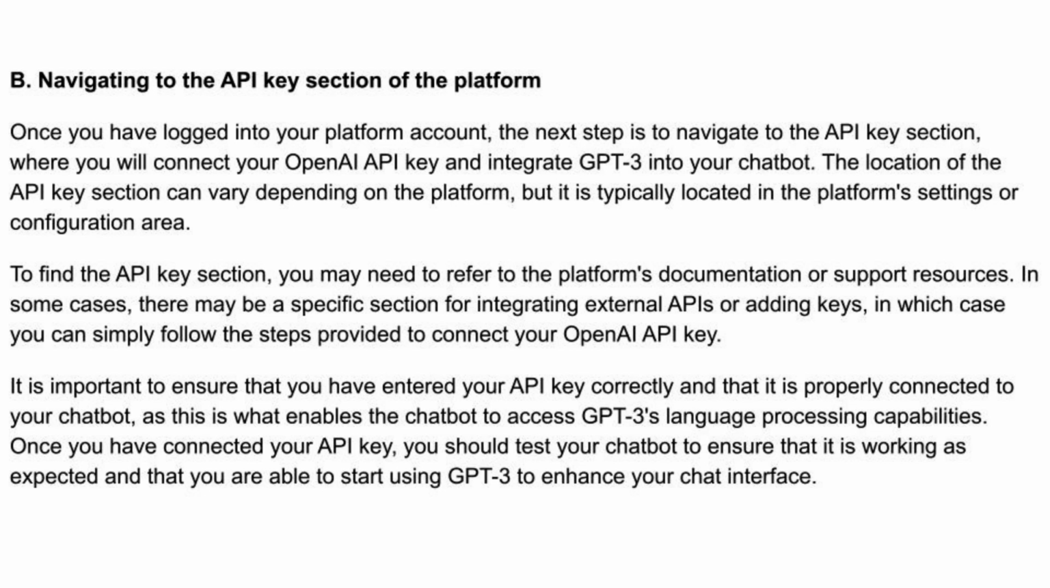To find the API key section, you may need to refer to the platform's documentation or support resources. In some cases, there may be a specific section for integrating external APIs or adding keys, in which case you can simply follow the steps provided to connect your OpenAI API key. It is important to ensure that you have entered your API key correctly and that it is properly connected to your chatbot, as this is what enables the chatbot to access GPT-3's language processing capabilities.